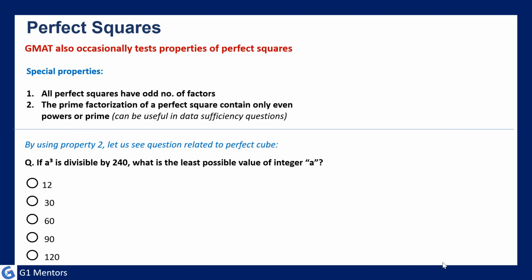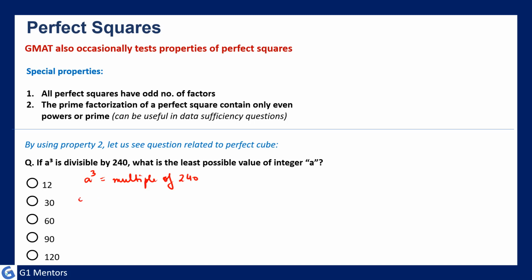Now let's see a question on how GMAT may ask questions using property 2. If a cube is divisible by 240, what is the least possible value of integer a? 5 options are given, so definitely it's a problem solving question. Now let's see what is given in the question. It is given that a cube is divisible by 240, or in other words, it is given that a cube is a multiple of 240.